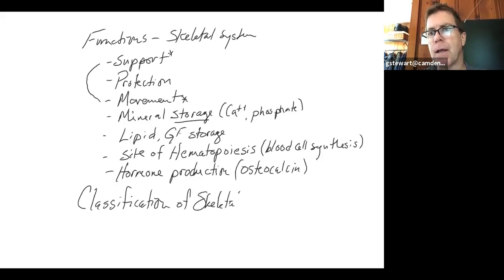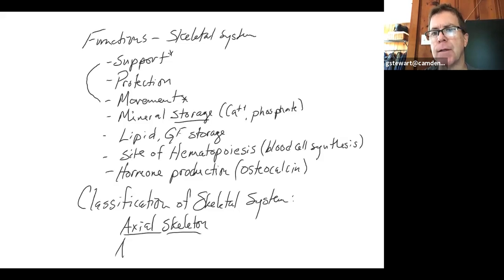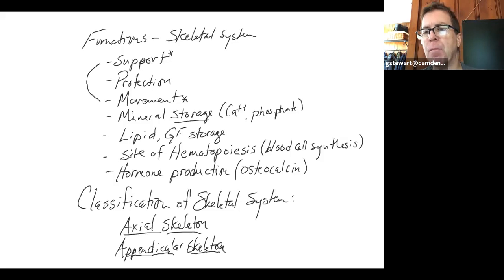We classify the skeletal system into two major divisions, and that is the axial skeleton and the appendicular skeleton. The axial skeleton gets its name because it refers to the structures and the bones that are along basically the midline of the human body. So these are just anatomical divisions, not necessarily physiologic divisions.